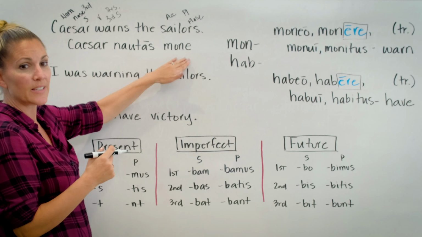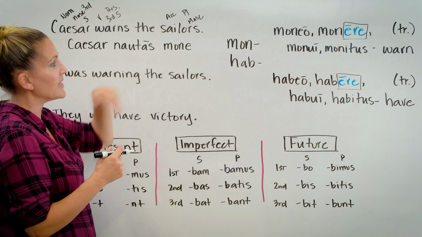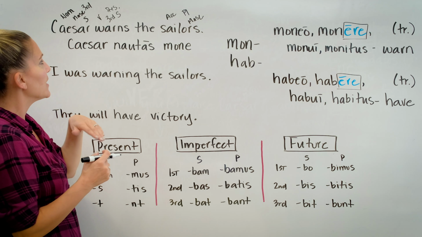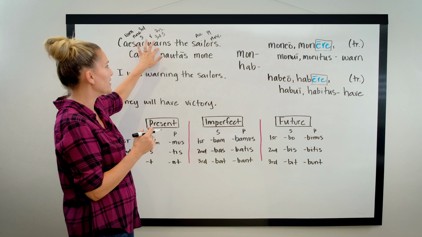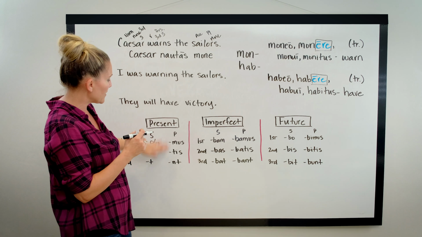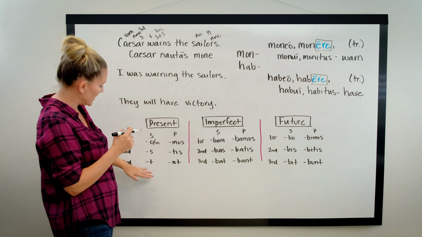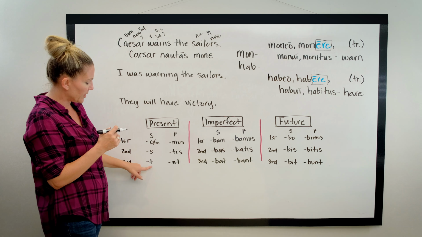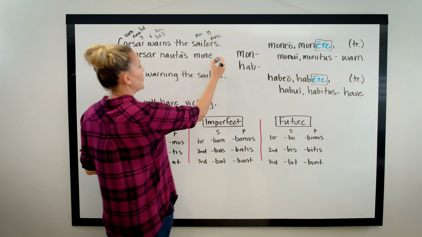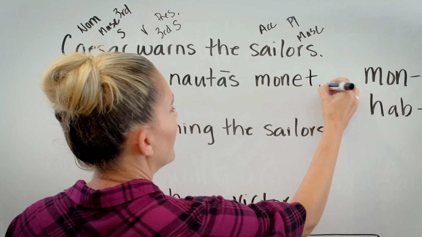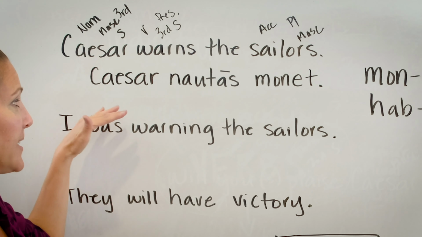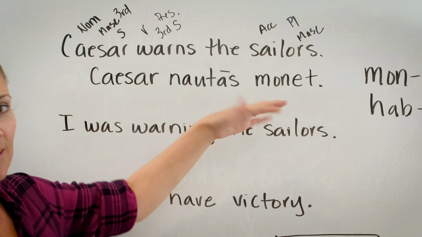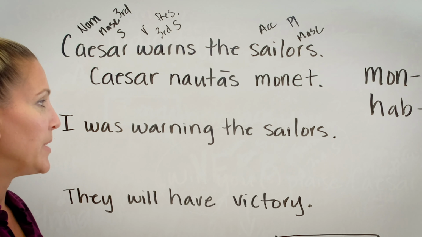Now I need to find the right ending to put on this word. So I have a third person singular present tense form of this verb. So I'm going to come down to my present tense endings. Third person singular is a T. So I'm just going to put that right on the end of my verb there. And this is how it would read. Caesar nautas monet. That's how that sentence would be translated.